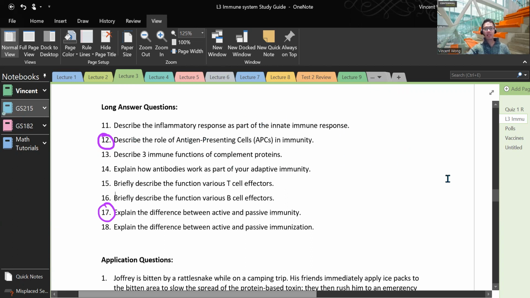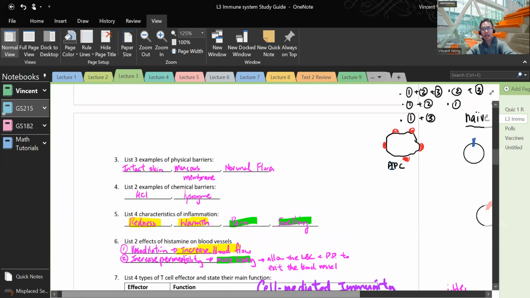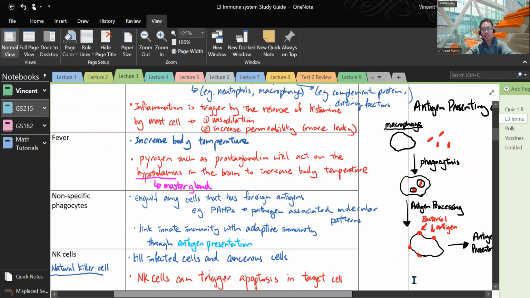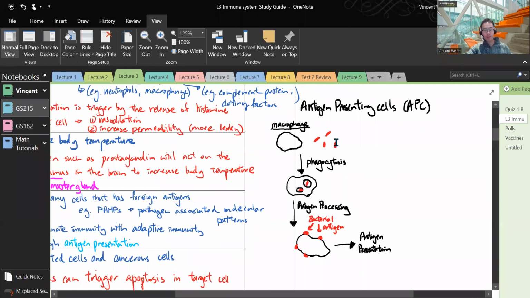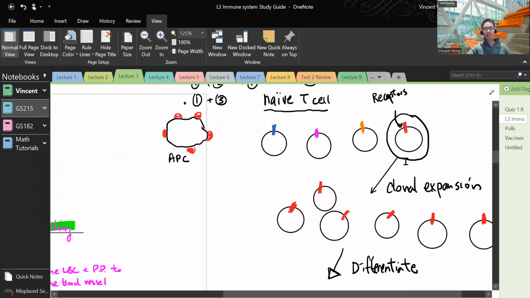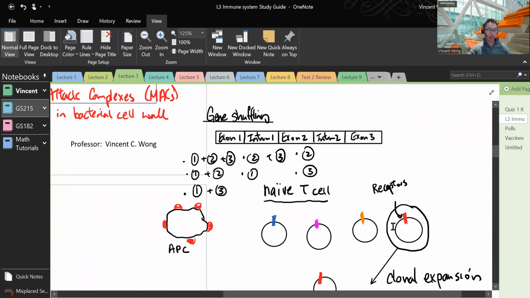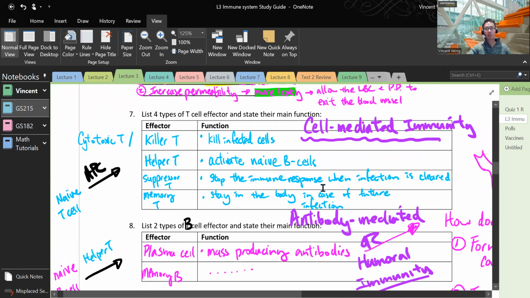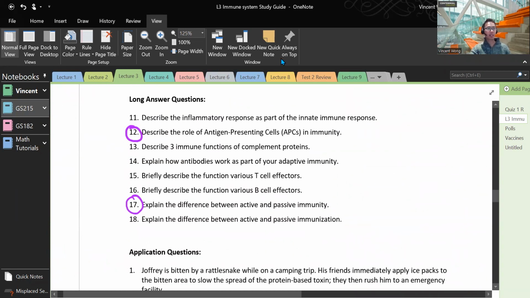Describe the role of APC. So this is the APC, right? The role of antigen presenting cells is basically to engulf the pathogen, display it on their surfaces, and then present it to the naive T cell, right? By doing so, it's able to activate the adaptive immunity. So if you don't have an APC in your system, you would not be able to activate your adaptive immunity. So that's basically the role of APC. It's a link between innate immunity and adaptive immunity.